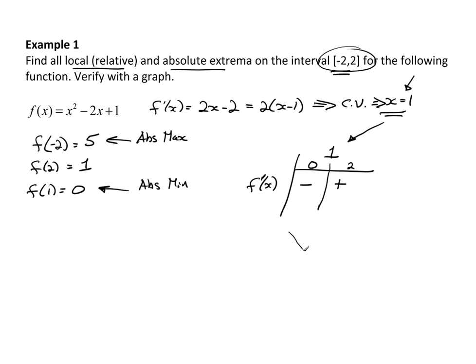So I know my tangent line was going down. It was negative. And I hit that point where x equals 1. And then after that point, I know the tangent line was going up. That tells me I have something that looks like this. So it is, in fact, a local minimum.